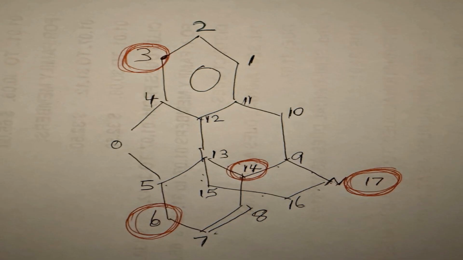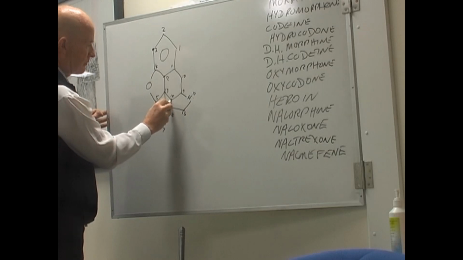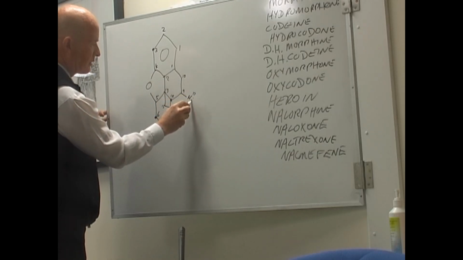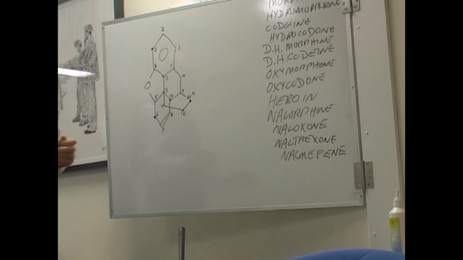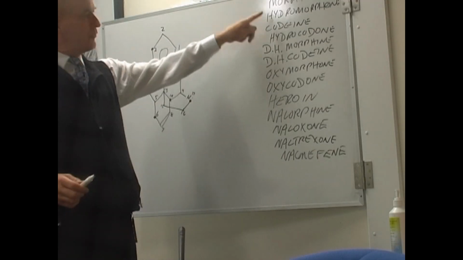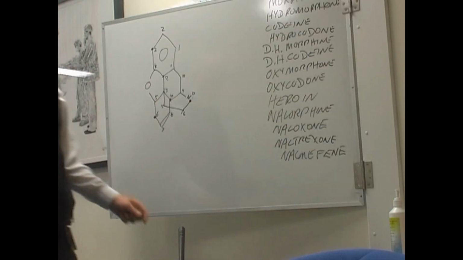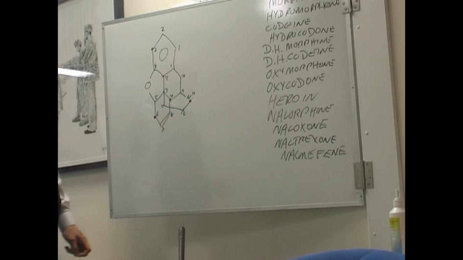So there's the 3 position, the 6 position, the 14 position, and the 17 position. They're the ones that are important, they're the ones that change. And there's a very, very simple code that you can apply so that from their names here, you're able to get the structure correct every single time.